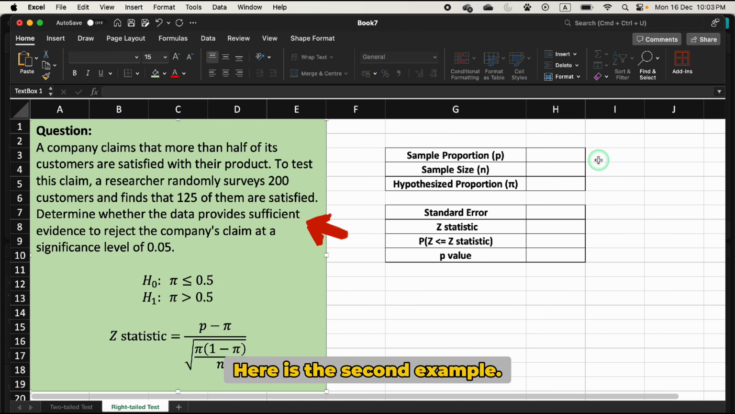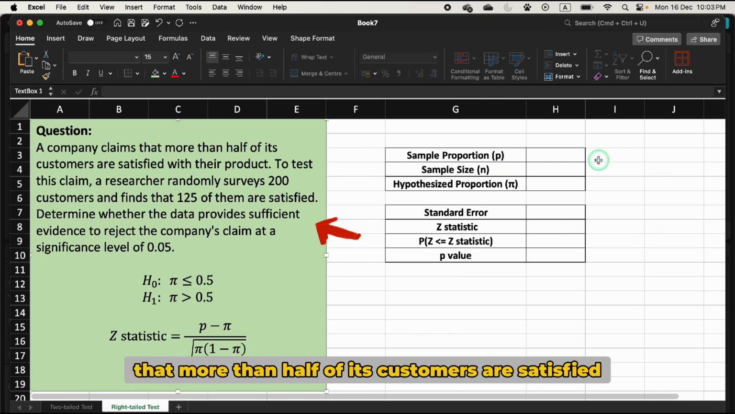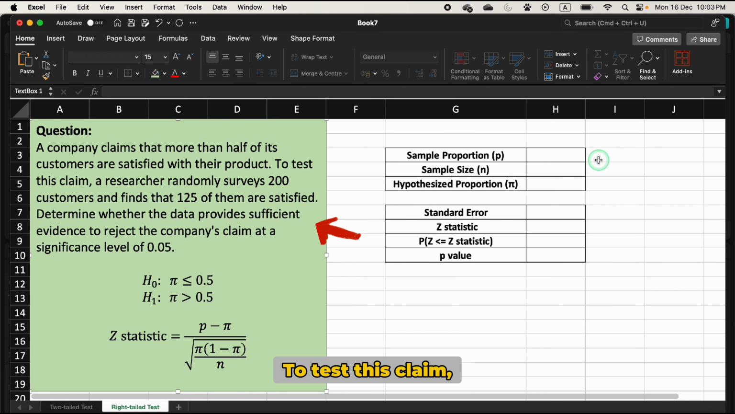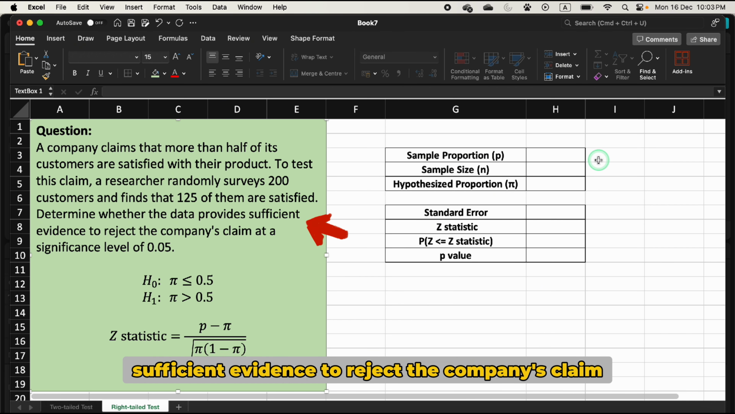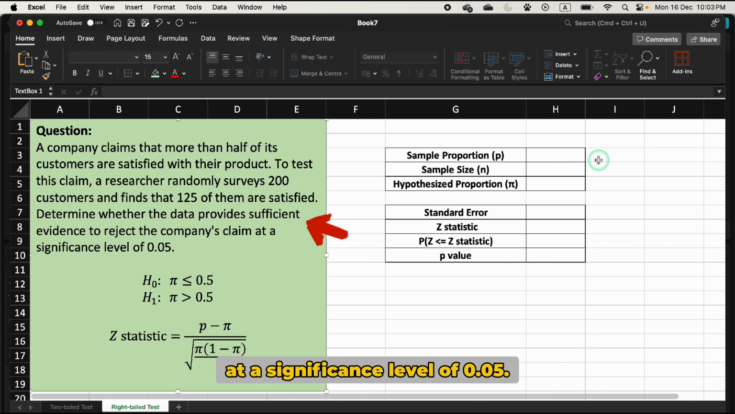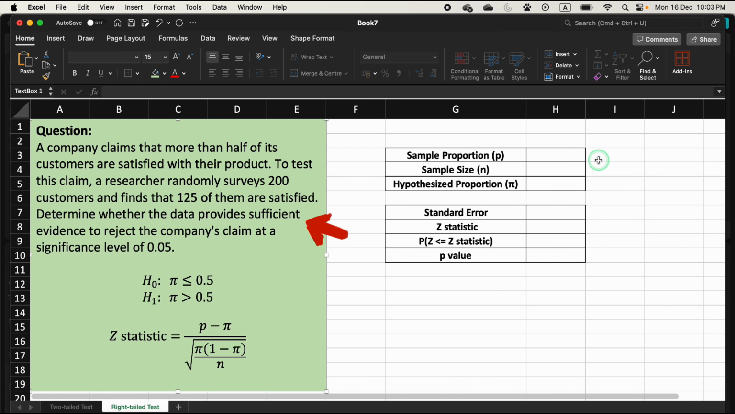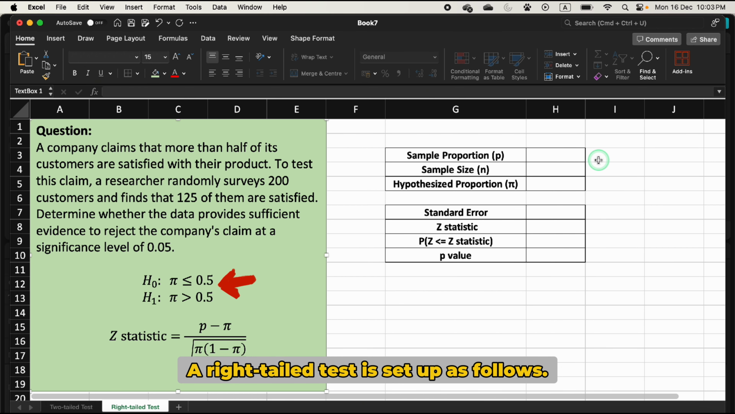Here is the second example. A company claims that more than half of its customers are satisfied with their product. To test this claim, a researcher randomly surveys 200 customers and finds that 125 of them are satisfied. Determine whether the data provides sufficient evidence to reject the company's claim at a significance level of 0.05. A right-tailed test is set up as follows.